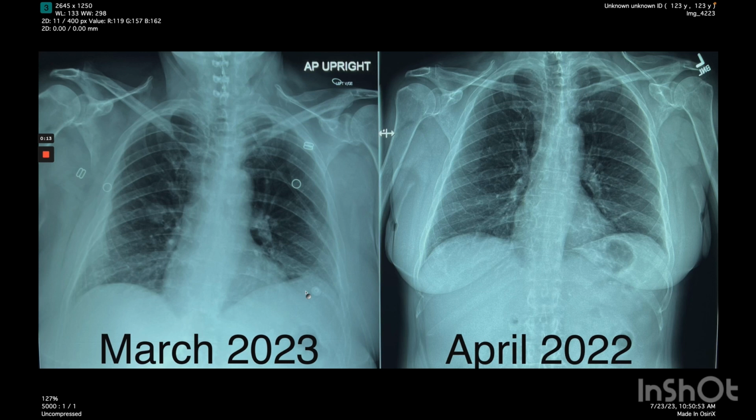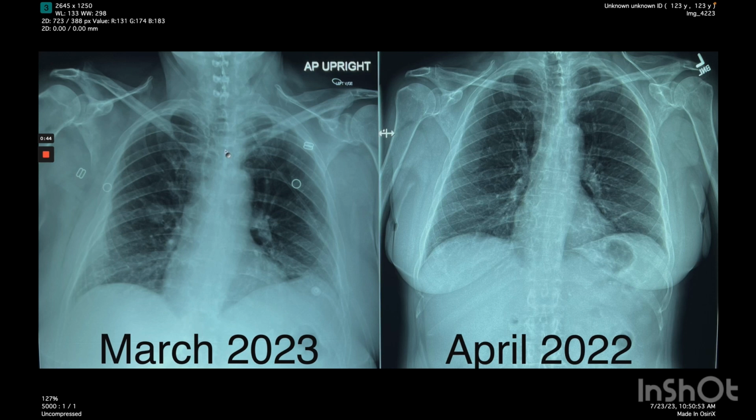Our patient was a 55-year-old female who had a history of smoking and presented to the emergency department with chest pain. Her workup was essentially unremarkable without any significant abnormalities on her EKG, physical exam, or laboratory testing. A chest x-ray was obtained and presented here with the most recent exam on the left. This is in March 2023, and then a prior exam for comparison from about 1 year before in April of 2022.